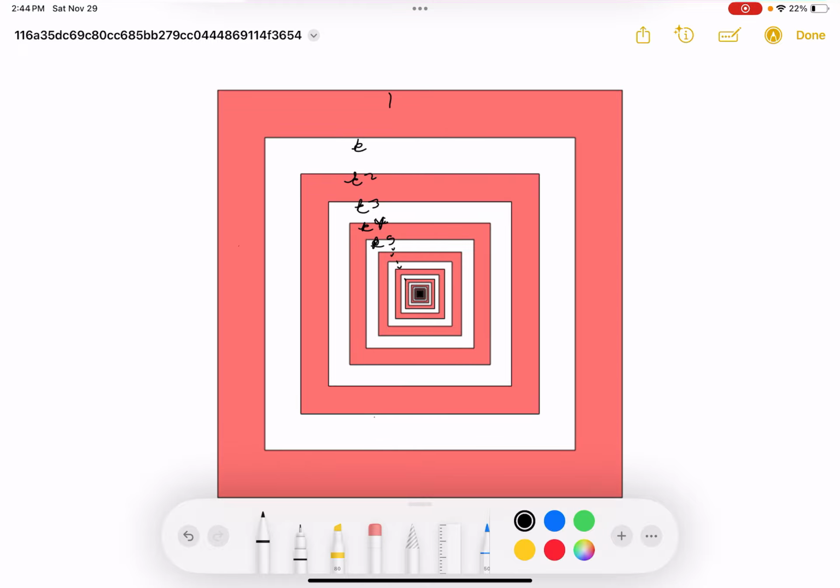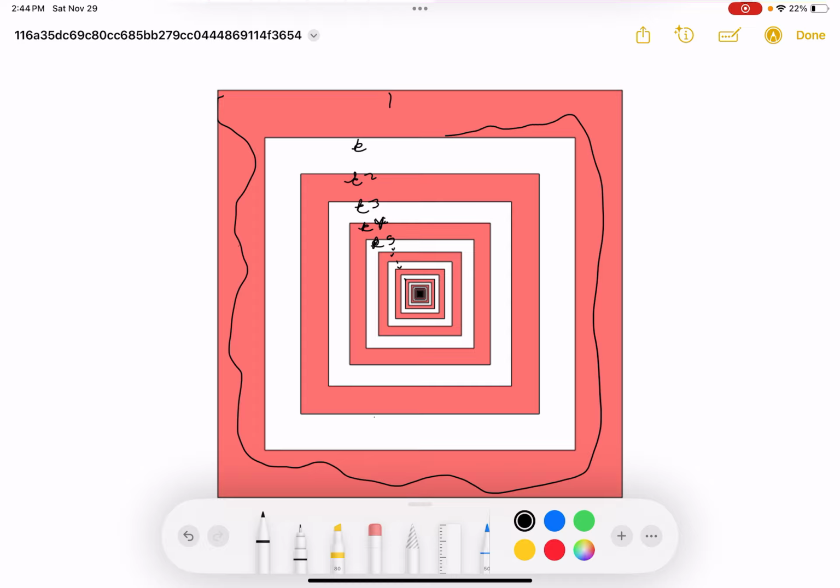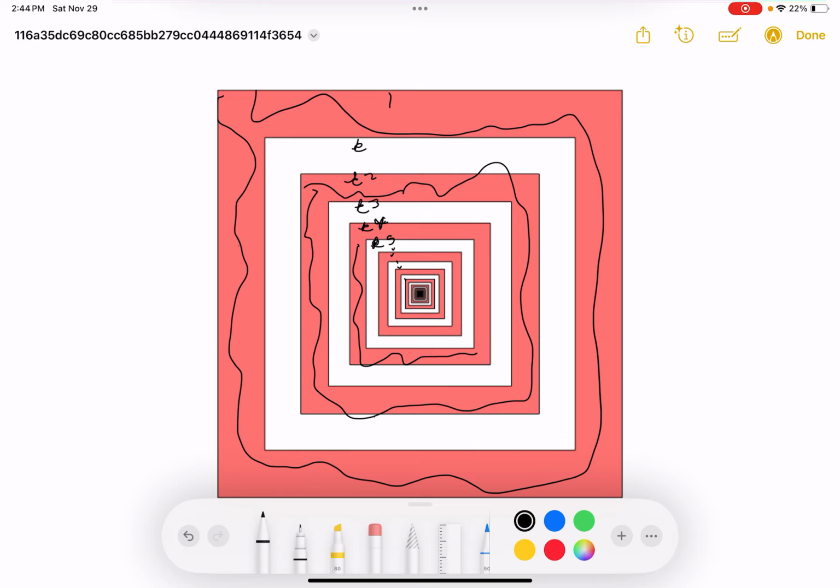Okay, so now we're done with analyzing the picture. Oh yeah, one more thing. When we're trying to find the shaded area, we have to find this area, the next instance of it, and so on. So what we want to do is find the area of the outer square minus the area of the inner square to find the shaded area. Then the area of the next outer square minus the next inner square, and so on.